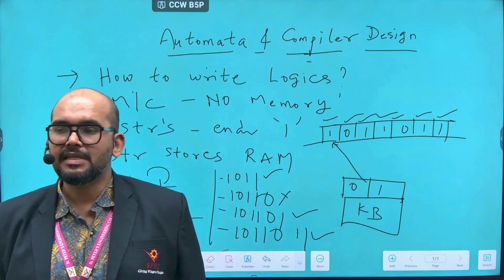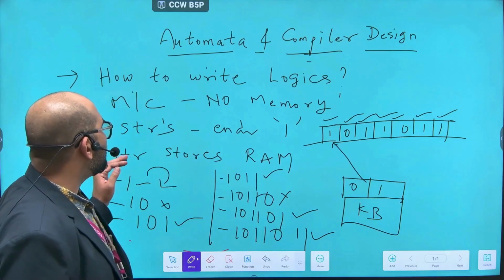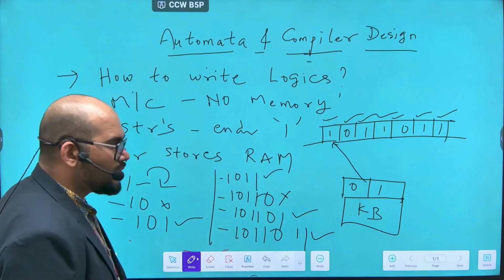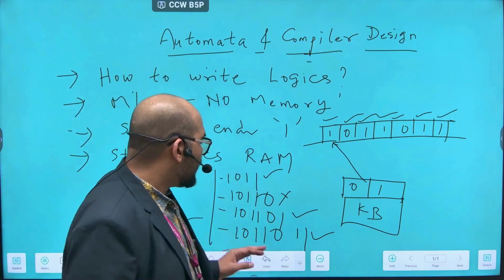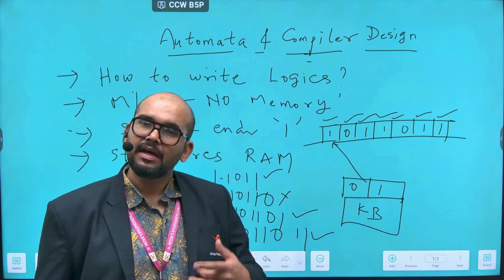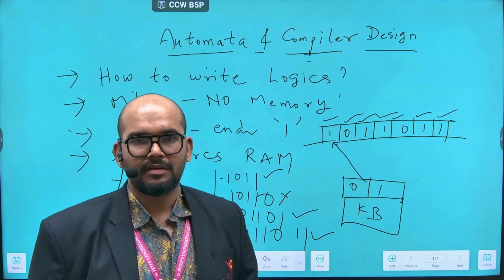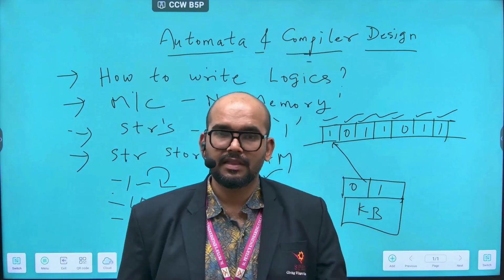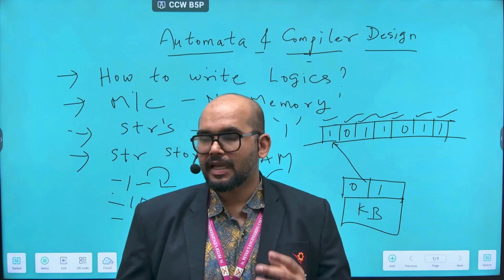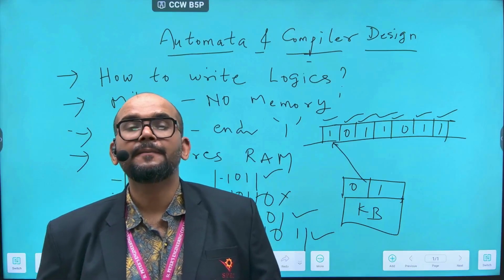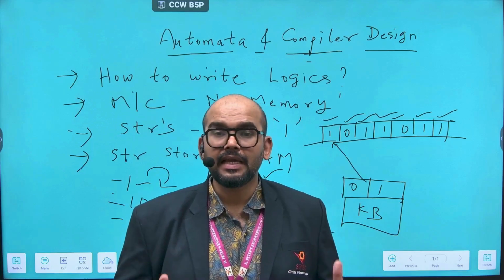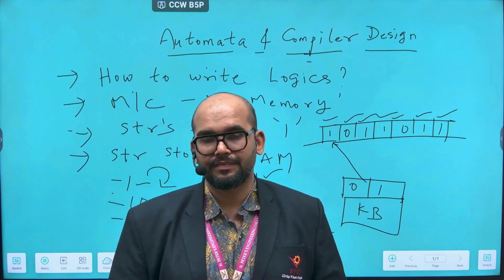The given constraint is that our input string needs to end with 1. So whatever number is given, that satisfies the constraint, that satisfies the logic: our input string needs to end with 1. Once again I am explaining the point. Here our machine doesn't have any memory. In that case, how do we write the logic?